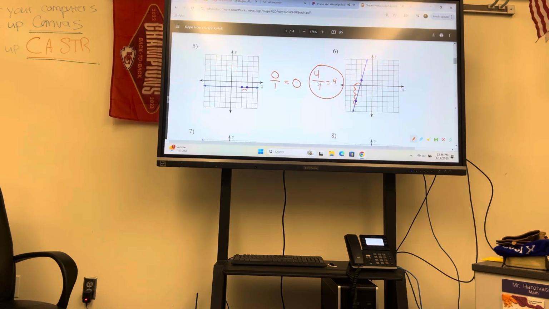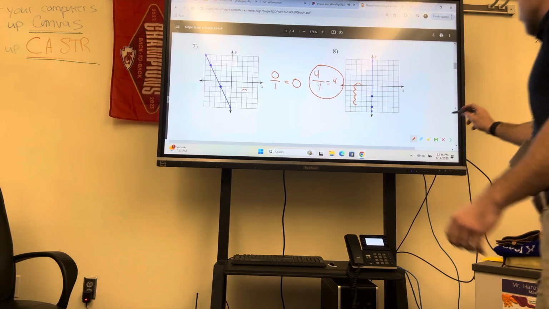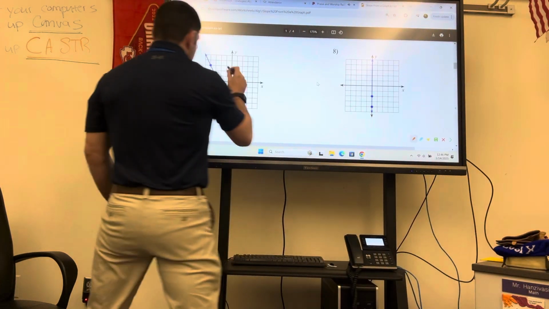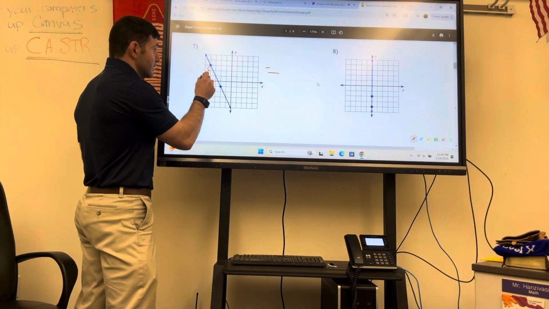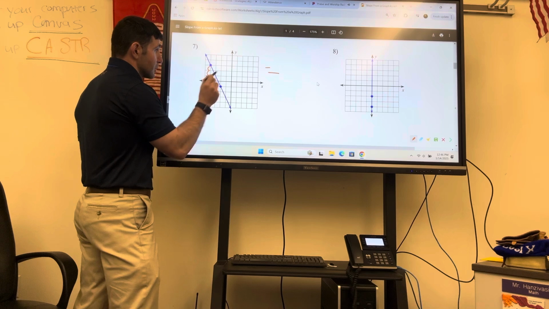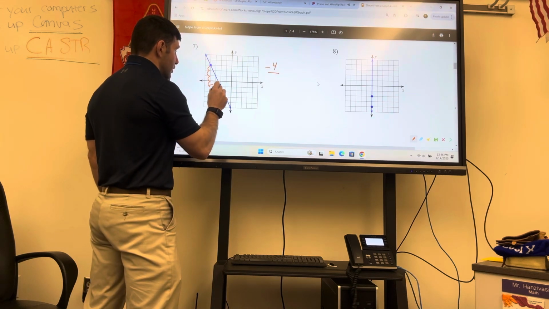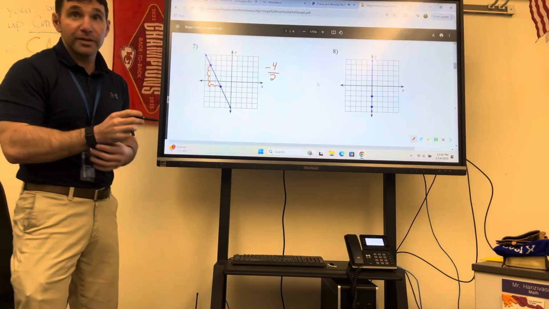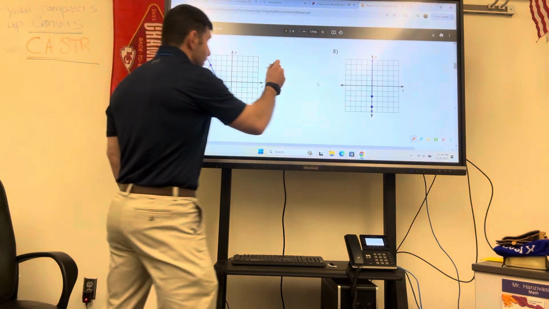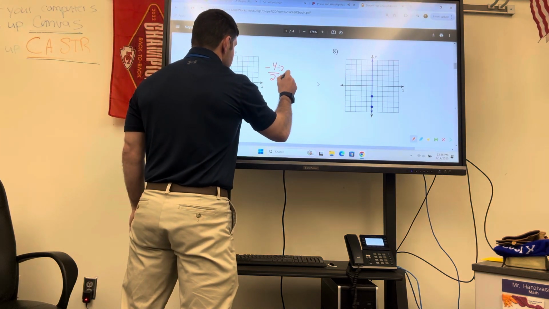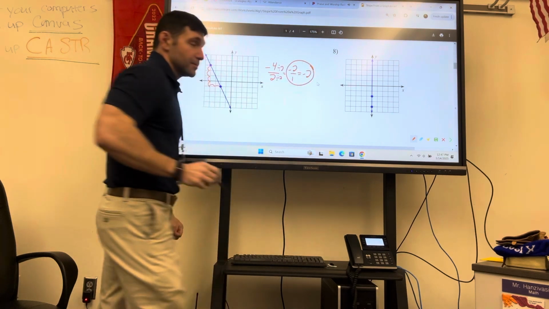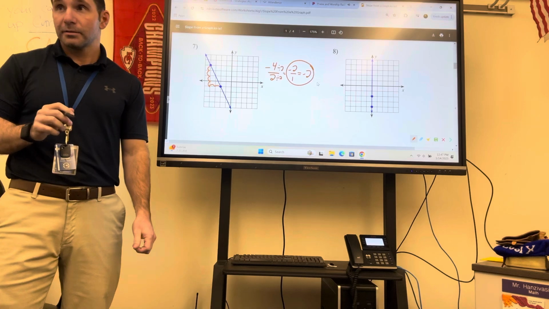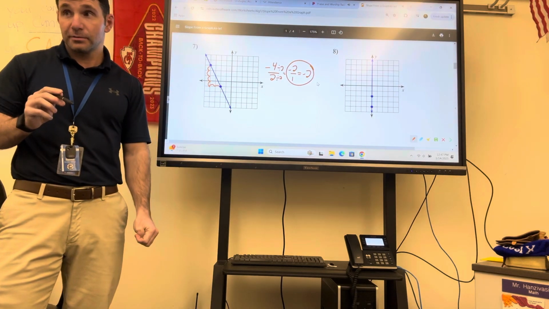Last 2. Downhill means it has to be negative. Going down 1, 2, 3, 4, over 1 over 2. Okay. If you leave it as -4 divided by 2, you know that's not right. You can divide both by 2. That leaves me -2 divided by 1, or -2. Either of those is okay. This one is not going to get you full credit.